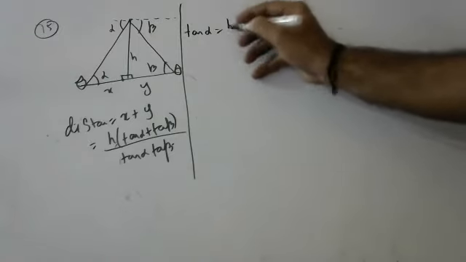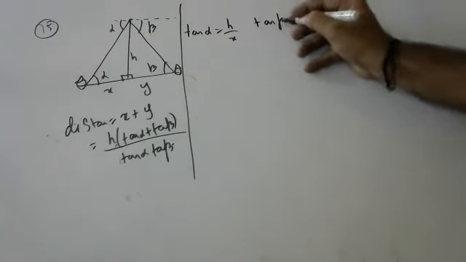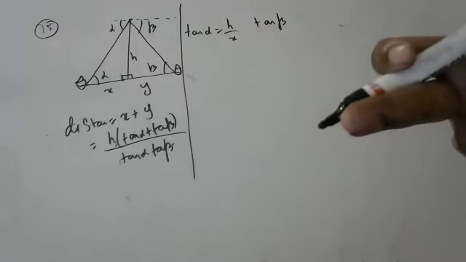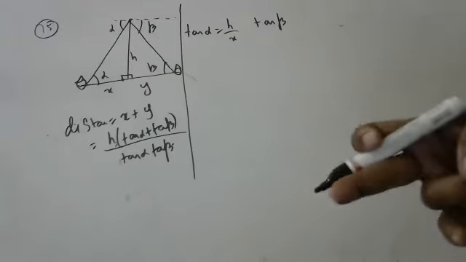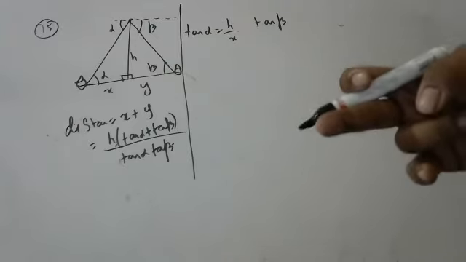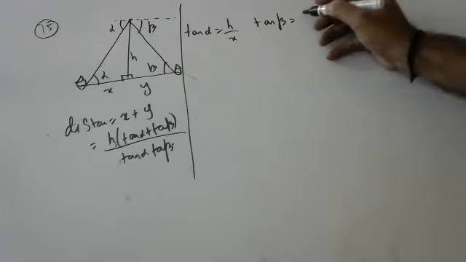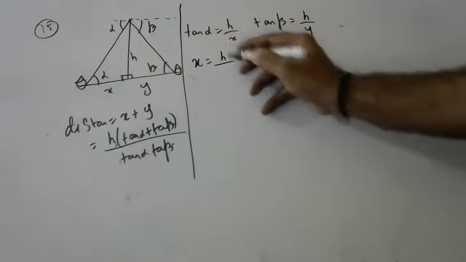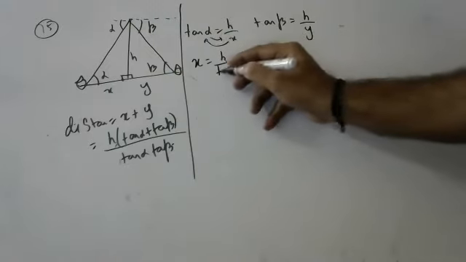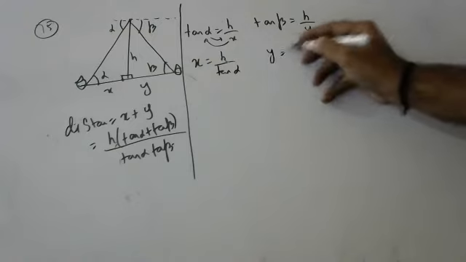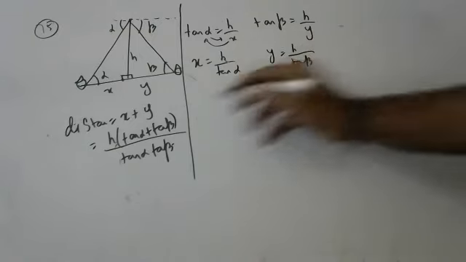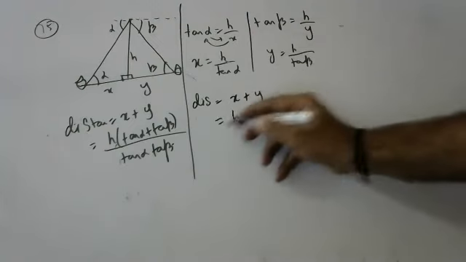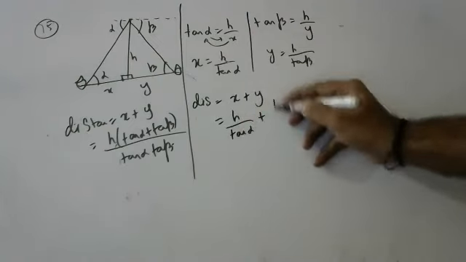Tan alpha is equal to h by x, and tan beta is equal to h by y. Okay, so x is equal to h by tan alpha, and y is equal to h by tan beta. Now the distance is equal to x plus y, that is equal to h by tan alpha plus h by tan beta.